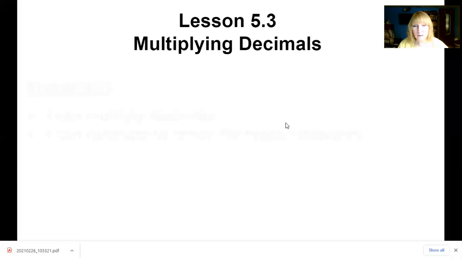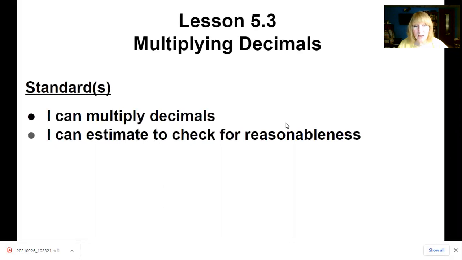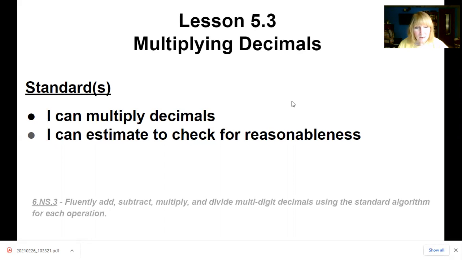So multiplying decimals has these standards. I can multiply decimals and I can estimate to check for reasonableness. That means I can check to see that my answer sounds about right. And the standard is 6.NS.3: Fluently add, subtract, multiply, and divide multi-digit decimals using the standard algorithm for each operation.